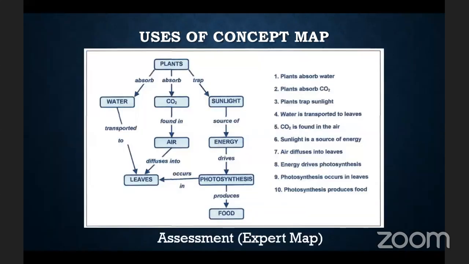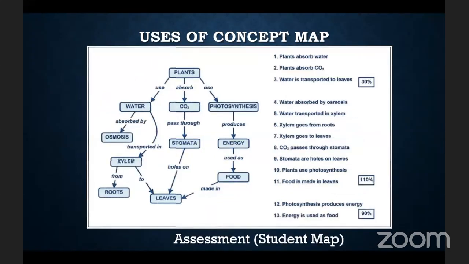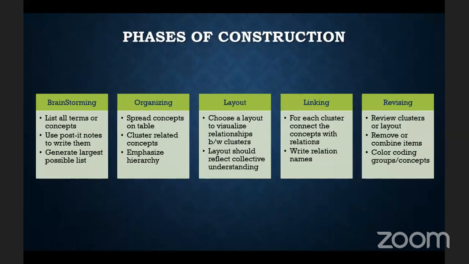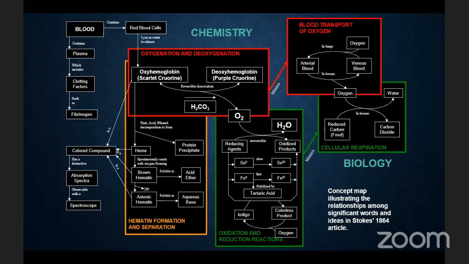Here are some other examples also that I have already told, about the character of a very good concept map, and how you can identify the basic misconceptions of your students. Here is an example of a very complex concept map. See, I'm trying to explain a little bit. Here we have the oxygenation and deoxygenation process, and this is a topic of chemistry.